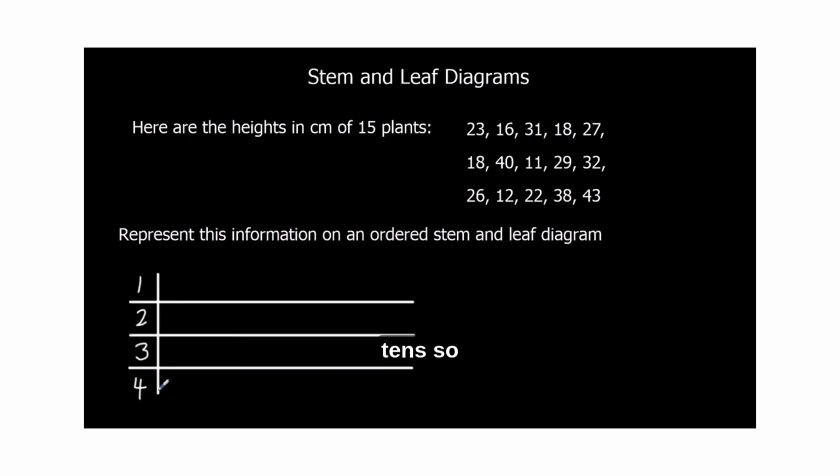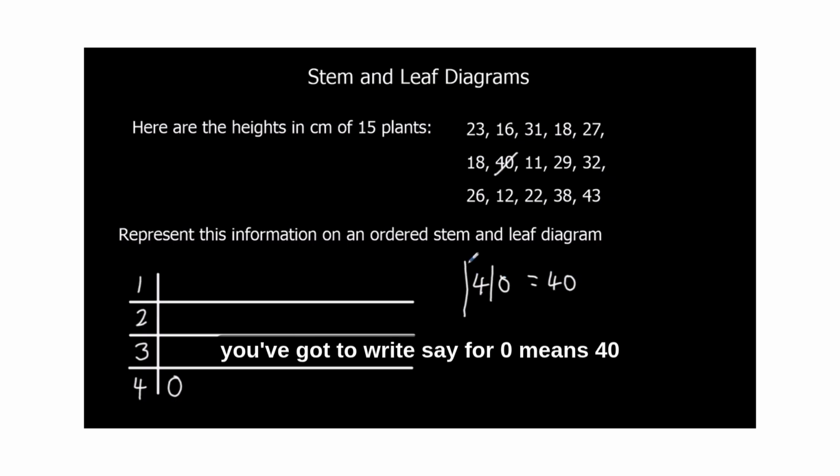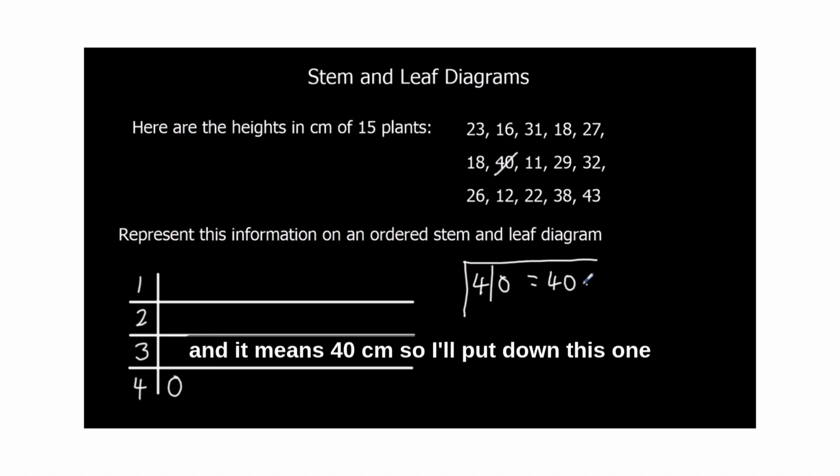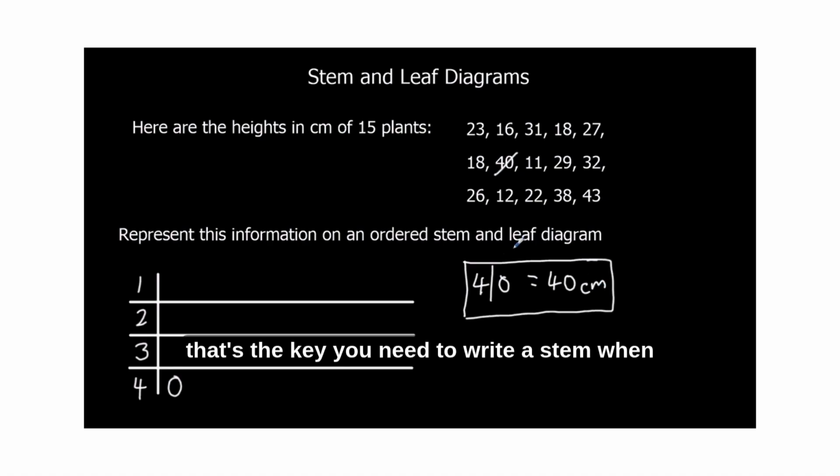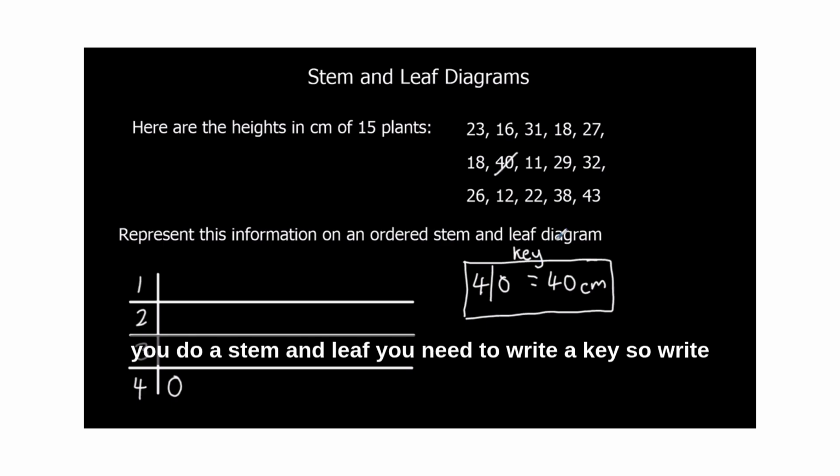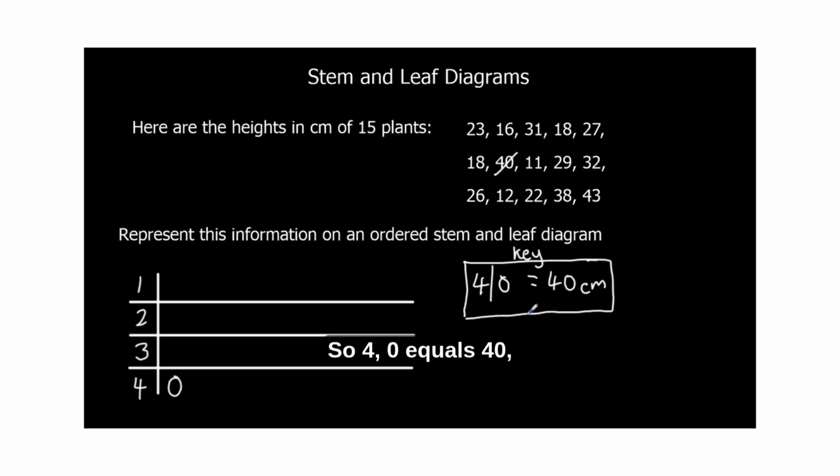We've got to go from the units of 0 to 1 to 2. So we're going to start with the ones that are 0. This is 40 here. So 4 | 0 means 40. And this is a key which you've got to write. So 4 | 0 means 40, and it means 40 centimeters. So I'll put that on as well. That's the key. When you do a stem and leaf, you need to write a key. There's the key.